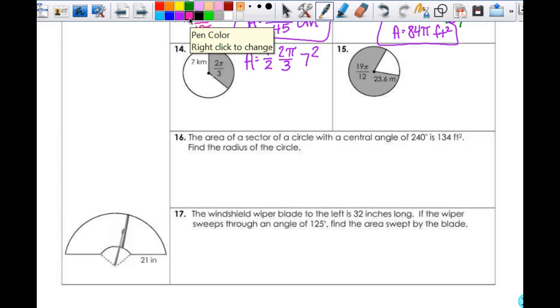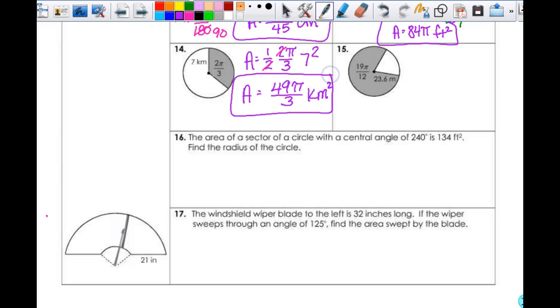All right, so right here, can I do any reducing? The 2's. So I can cancel these 2's right here. So then I still have to square my 7, which gives me 49. And that's going to give me 49 pi over 3 kilometers squared, because it's area. If you can reduce along the way, it's easier than multiplying it all and reducing in the end.